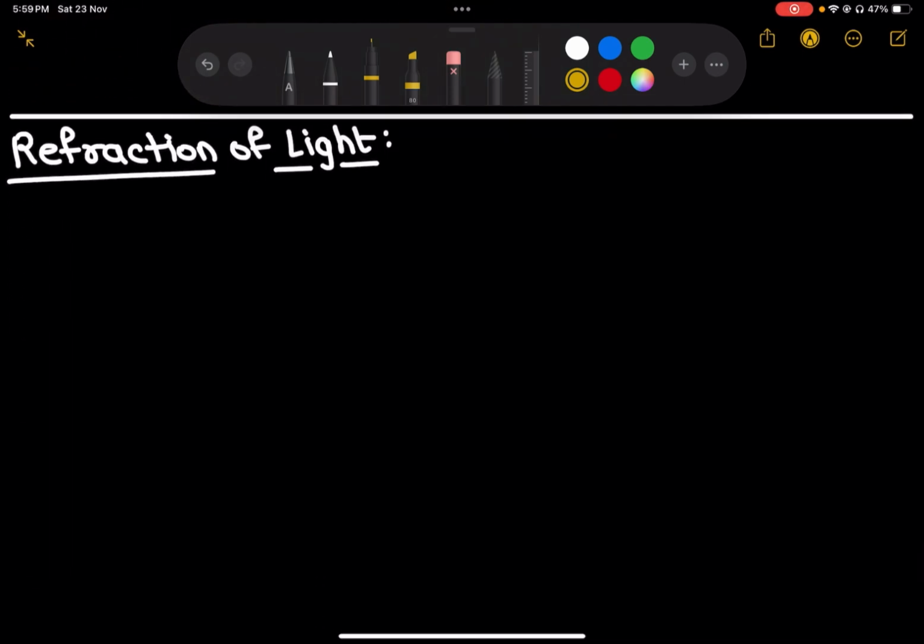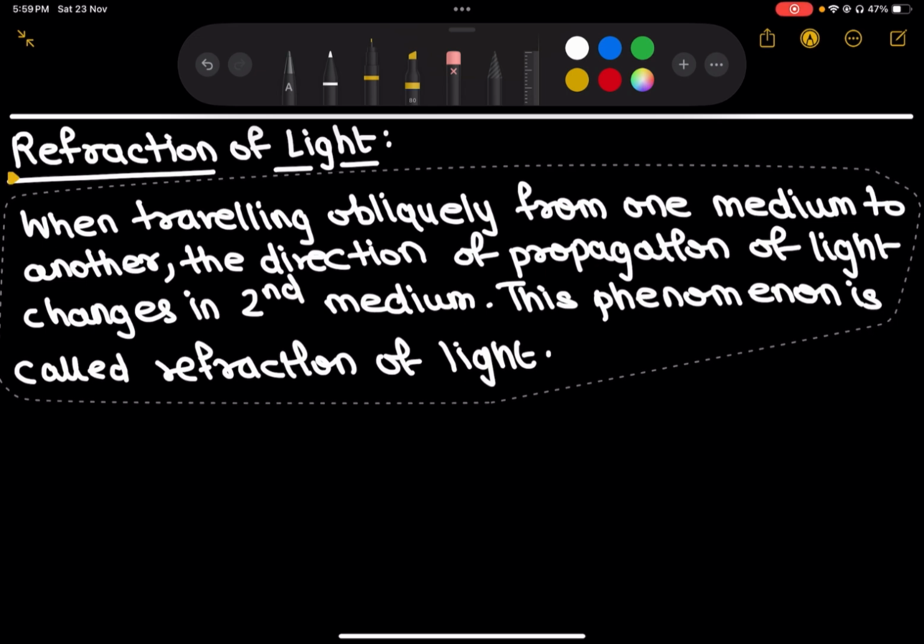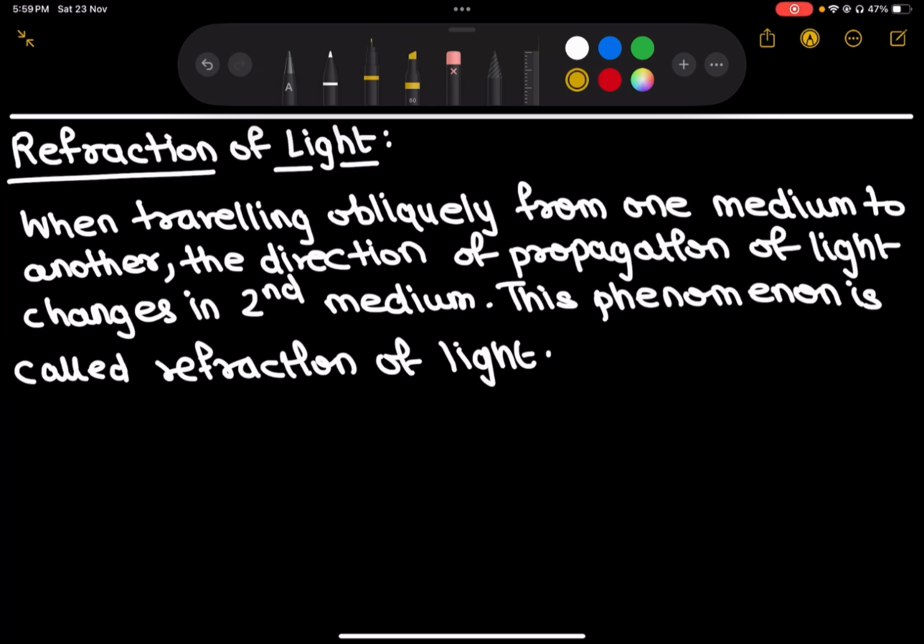What exactly is refraction? The definition is big, so I'll just paste it here. It's really big. So the actual scientific definition of refraction of light is: when traveling obliquely from one medium to another, the direction of propagation of light changes in the second medium, and this phenomenon is known as the refraction of light. So what exactly do these sentences mean?